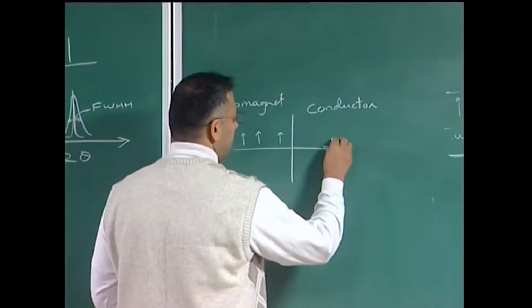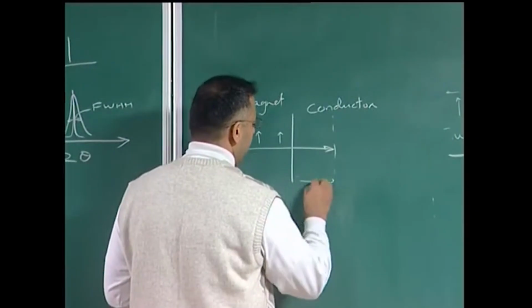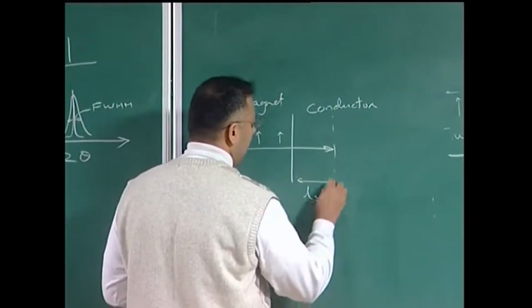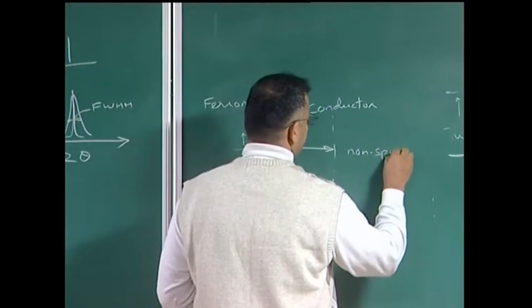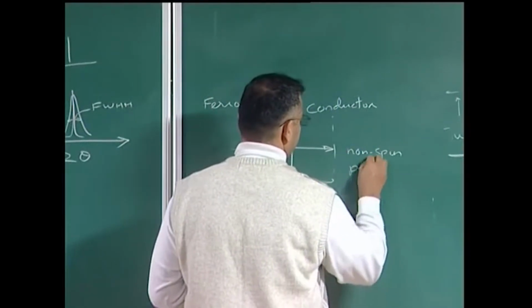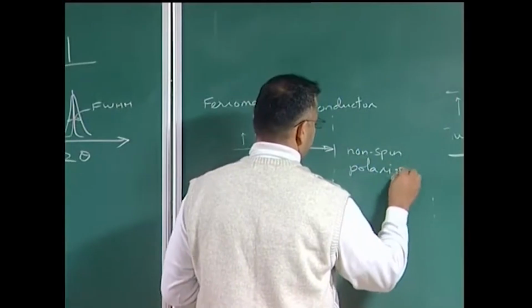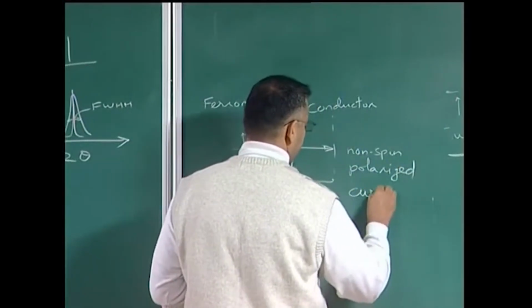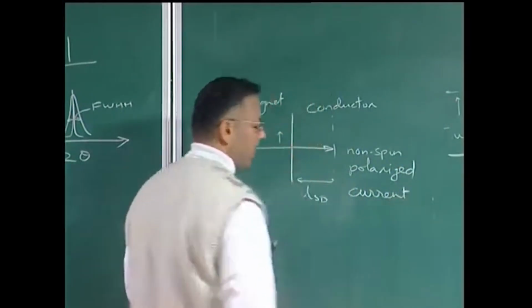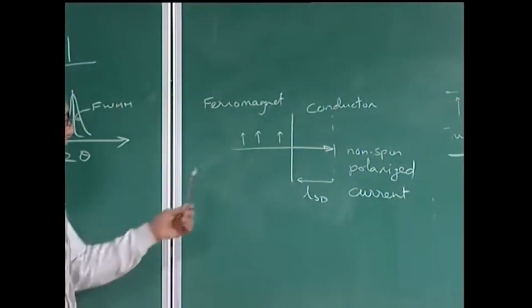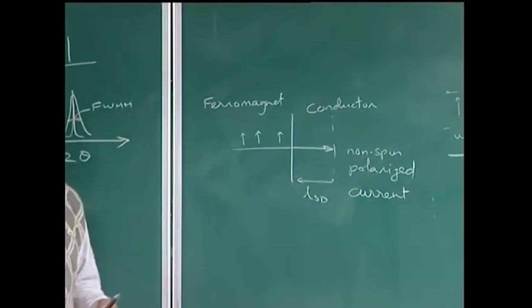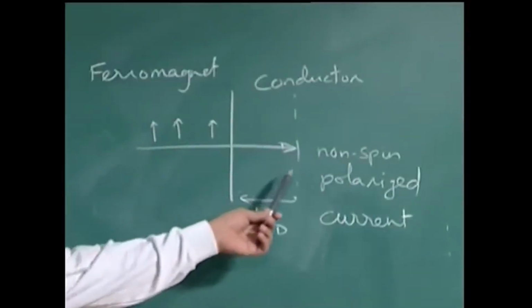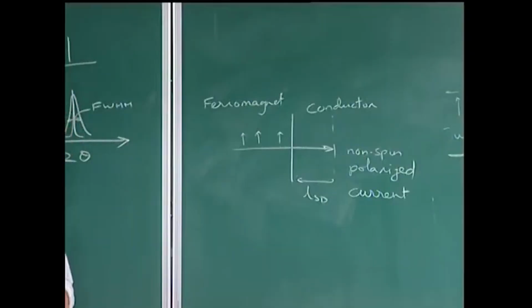So, you have, after a certain distance, which is my spin diffusion length, I would have a... It is very clear that all my spin memory dies away, and after a certain stage I would have a normal current, which is found in a normal conductor, and this is because of the scattering events which take place in the normal conductor.